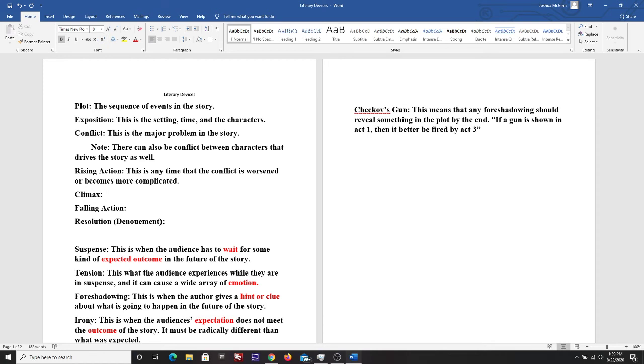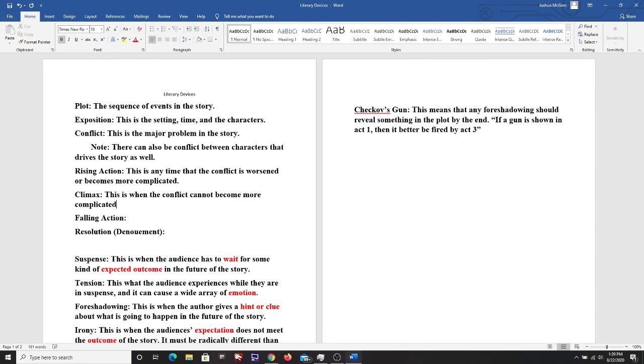Which, you know, again, I think you guys know, this is when the conflict cannot become more complicated or worsen any further. Falling action is when we start to resolve the conflict, so these are the small things that change the rising action or sort of reverse the rising action. This is action that solves the conflict piece by piece.